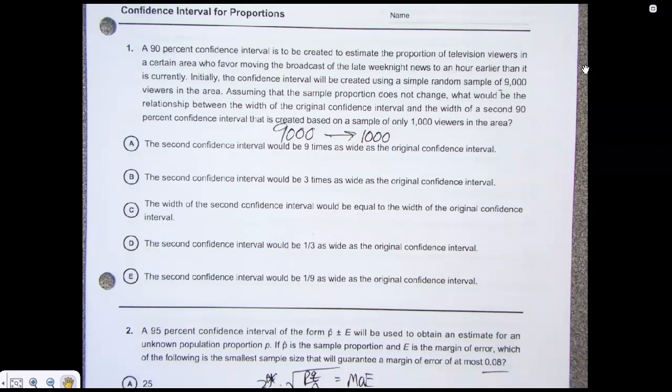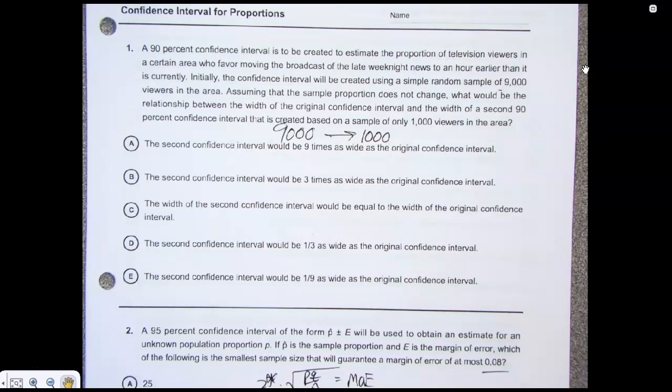So it's very tempting to look at this and say, well, my sample size got 9 times smaller, so my confidence interval should get 9 times bigger. But it doesn't, because that 9 is under a square root. So it doesn't get 9 times bigger, it gets the square root of 9 times bigger. And they always give you like 4 or 9 or 16, because they know you have to take the square root of it. So that's another kind of clue that that's what's going to happen.